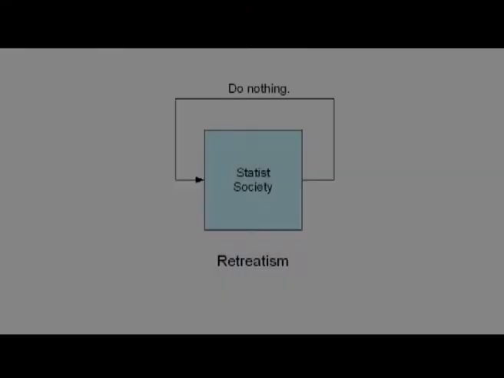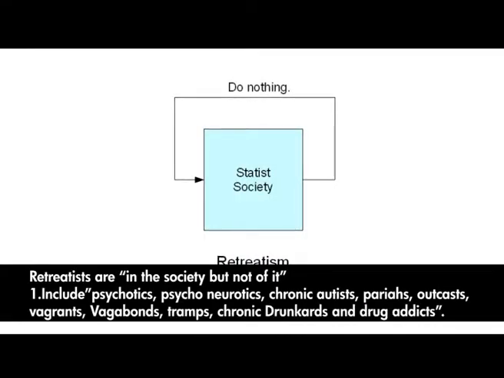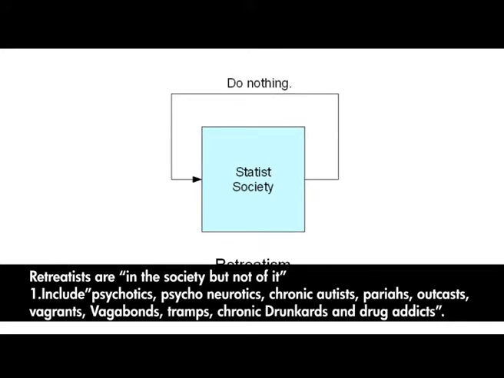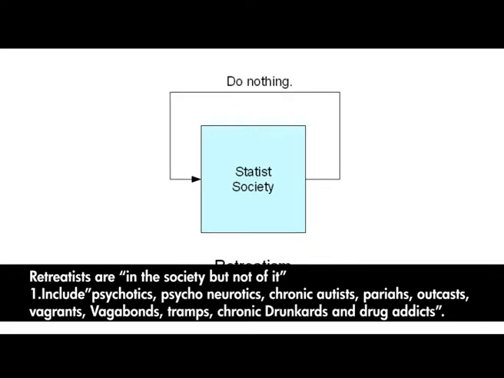Retreatism. Have you ever seen a psychotic, a psychoneurotic, or a chronic drunkard? Do you now understand that they are anomies? They are the social dropouts with neither a desire to succeed nor to abide by societal norms to any degree. They are in the society but not of it, and would include psychotics, psychoneurotics, chronic autists, pariahs, outcasts, vagrants, vagabonds, tramps, chronic drunkards, and drug addicts. Severely disadvantaged minority groups also form part of this group.